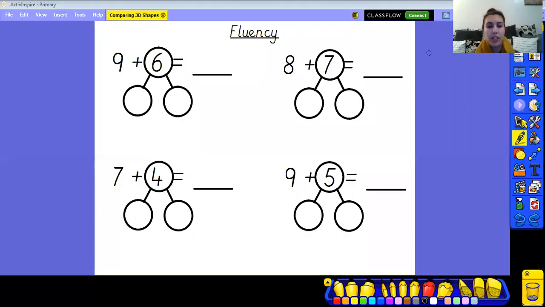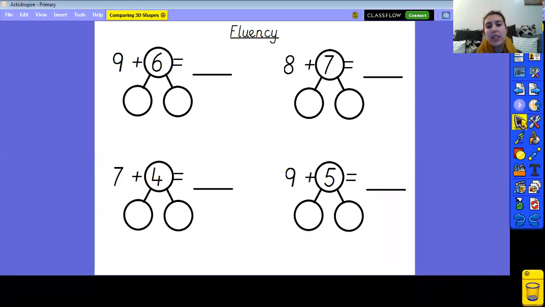Hi everyone, let's jump into our fluency then. So we're carrying on with this idea of bridging 10. We've got two addends that are going to make a number larger than 10, but we are going to partition that second addend into two smaller parts to make 10 first. I think I've given you enough examples by this point. It might be worth pausing the video and seeing if you can have a go, and then I will go through the answers.